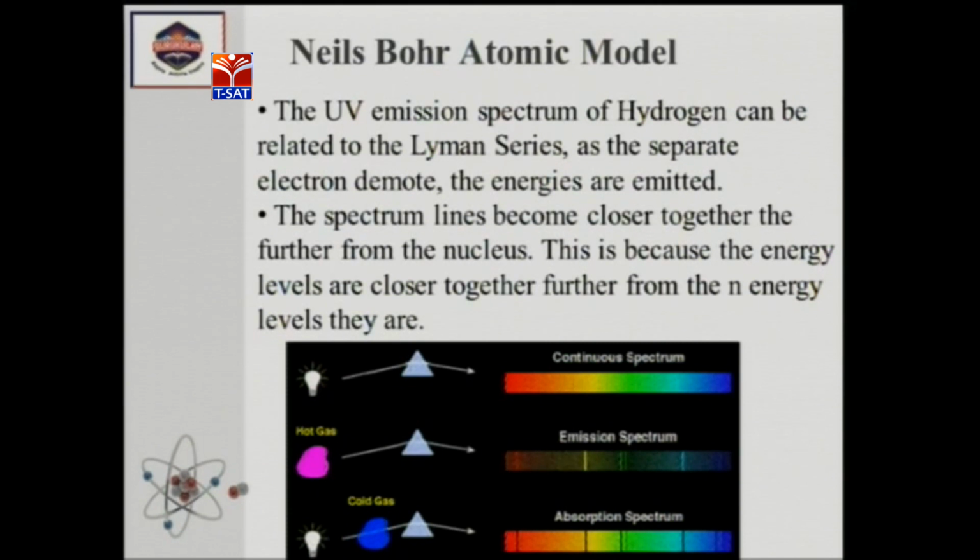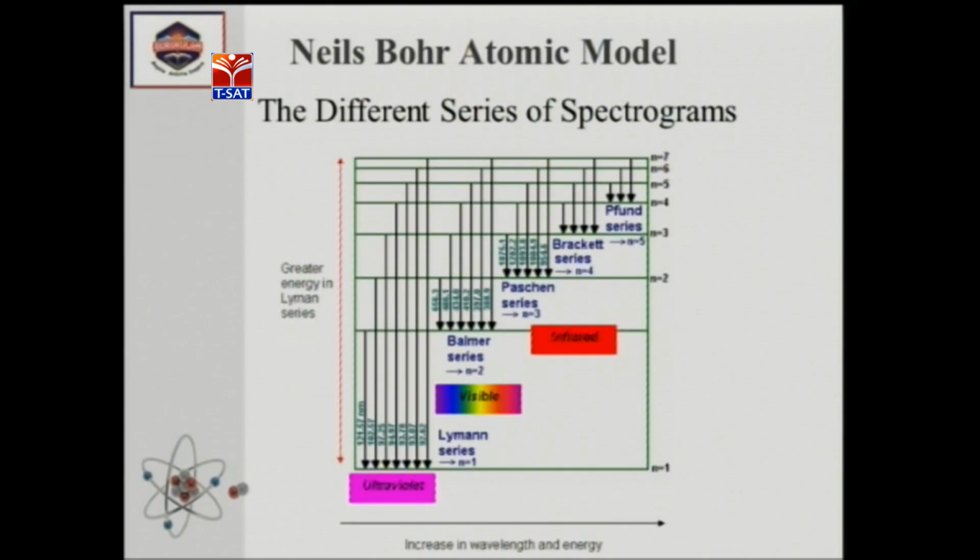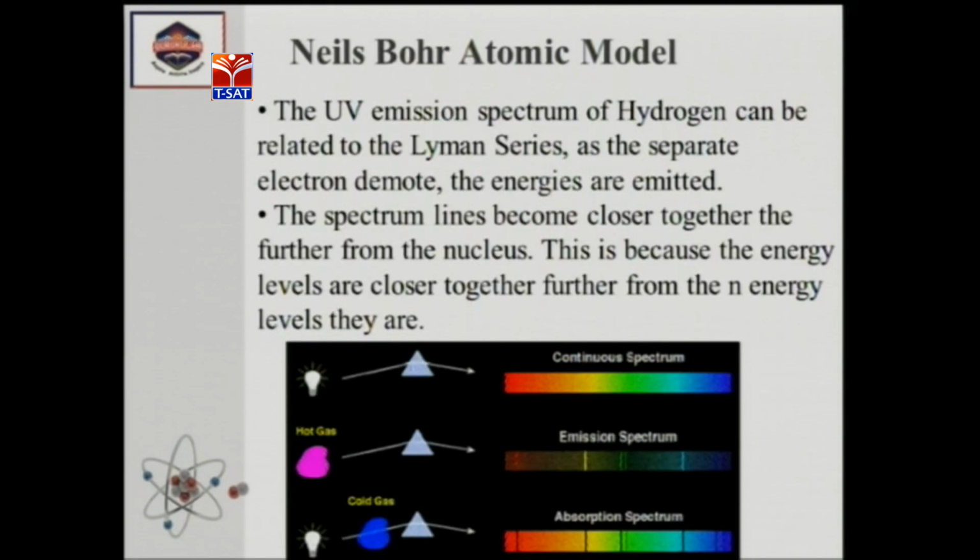The second one is hot gas. Hot always emits energy. Energy means heat. So when a hot gas emits energy, it is seen in the emission spectrum, and when a cold gas absorbs energy, it is seen in the absorption spectrum. So friends, before this we have learned what excitation is.